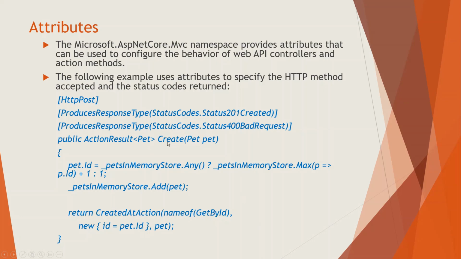Okay. So those who come from the MVC background or even with prior knowledge of web API, you may be familiar with that, you know, create actually creates an object, or like here in this case it is adding to an in-memory store an object of type pet, okay, and it returns a CreatedAtAction which actually is expected to return this status code 201, created status code, okay.